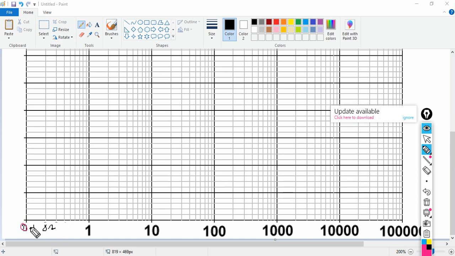So this is 0.1 followed by 0.2, 0.3 till 1. Now the divisions will be 2, 3, 4, 5 till 10. And now the second decade will be 20, 30, 40, 50 till 100. Now this second division is 200. So don't get confused. This is how you will read this particular graph.